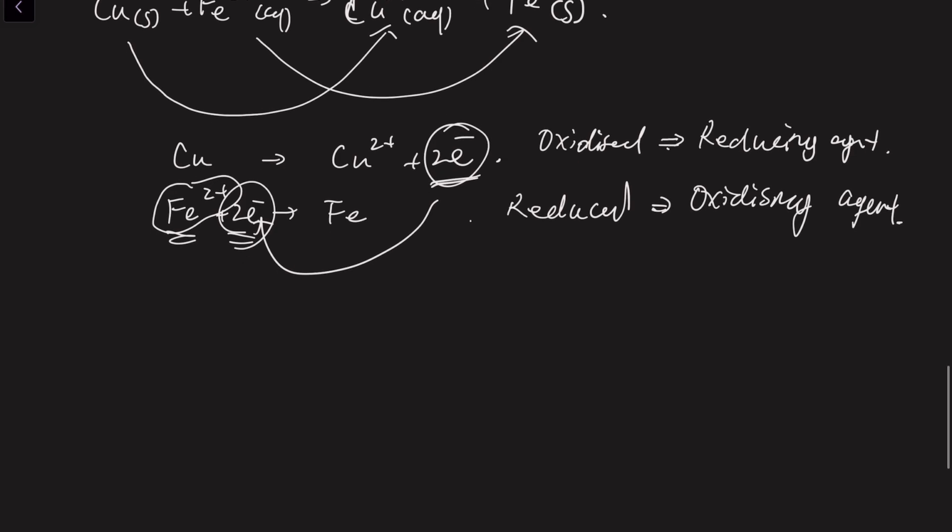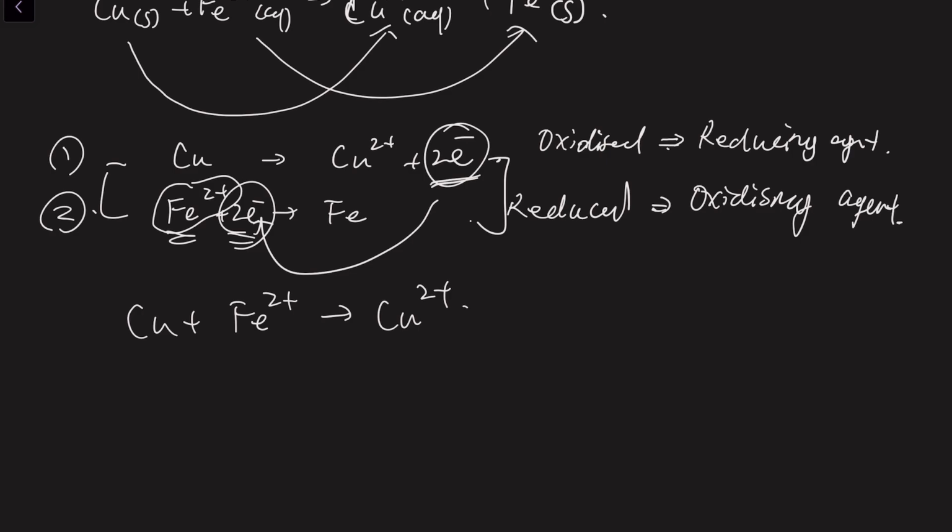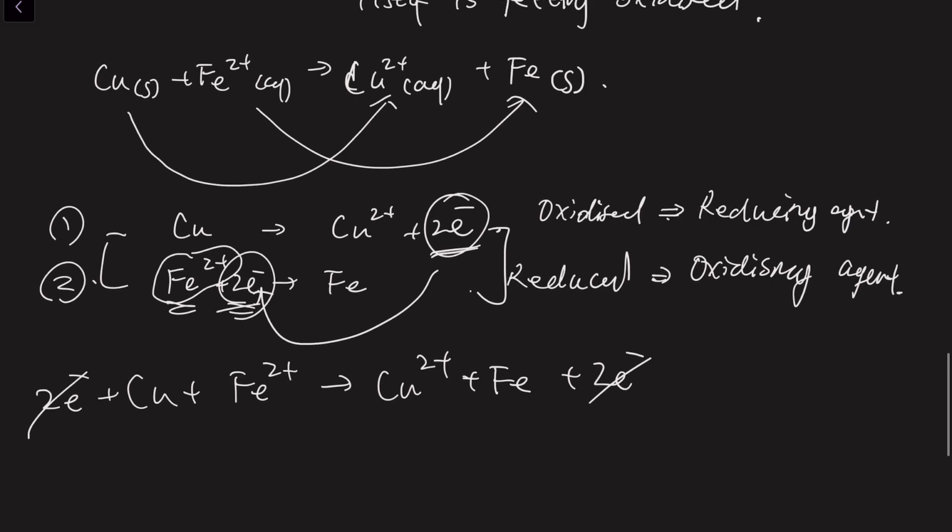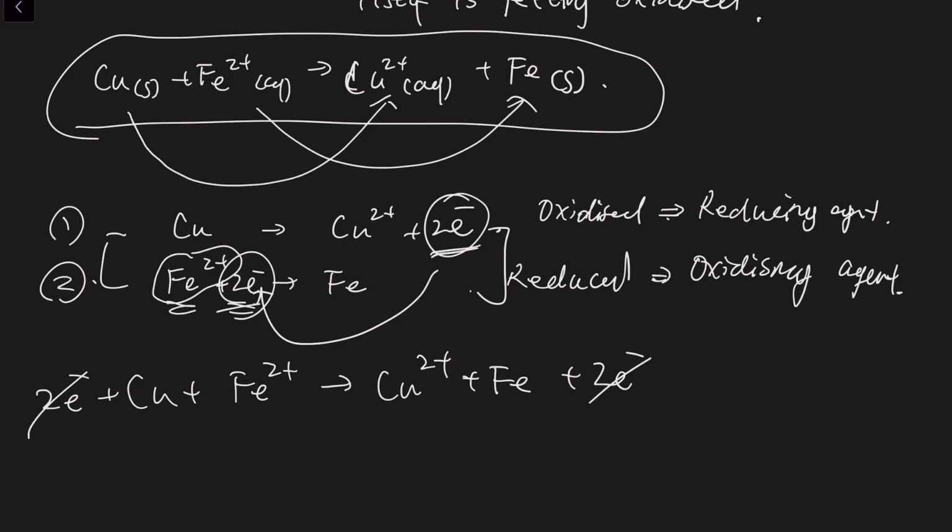We can also write the overall equation by just adding equation 1 and equation 2 together. We can see the electrons cancel out. So we get exactly the same equation as the one above.